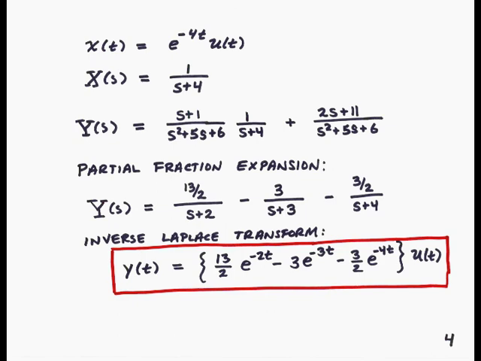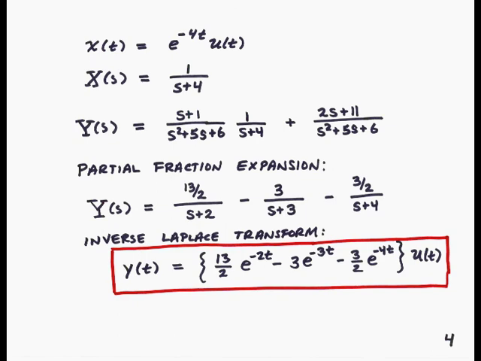We'll now recall that x of t is e to the minus 4t u of t for our example, and we'll take the Laplace transform of that using our table. So x of s is 1 over s plus 4. We'll substitute that into our expression for y of s, and we'll then perform partial fraction expansion. And after we've done that, we'll find y of s is 13 halves over s plus 2 minus 3 over s plus 3 minus 3 halves over s plus 4. Now we're ready to do inverse Laplace transform to get back to the time domain.